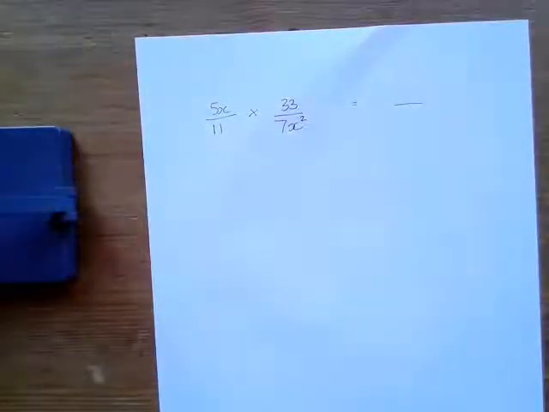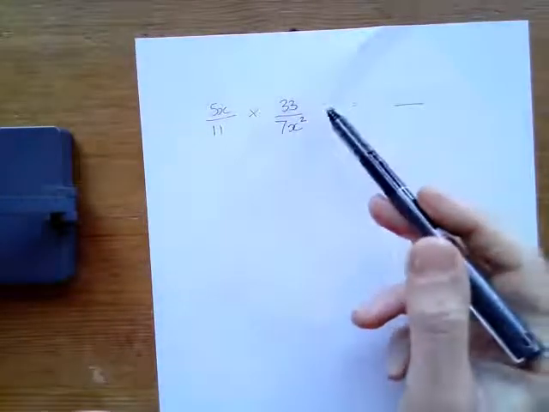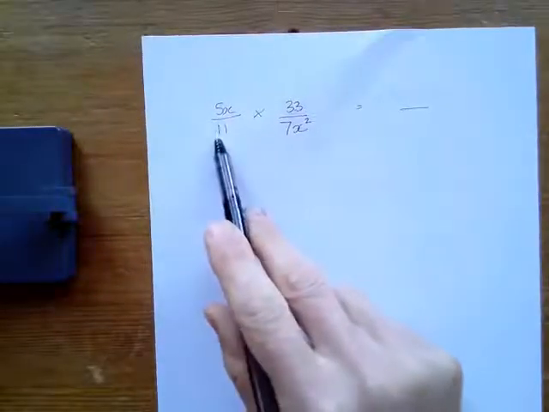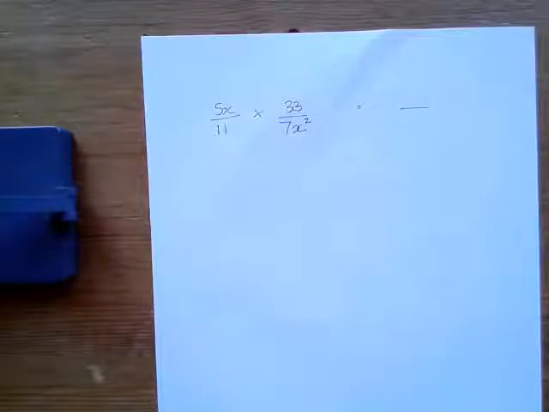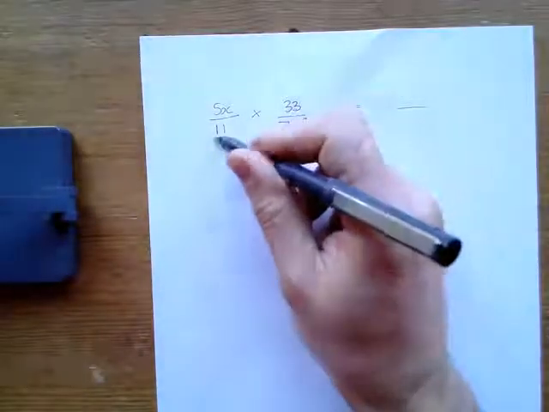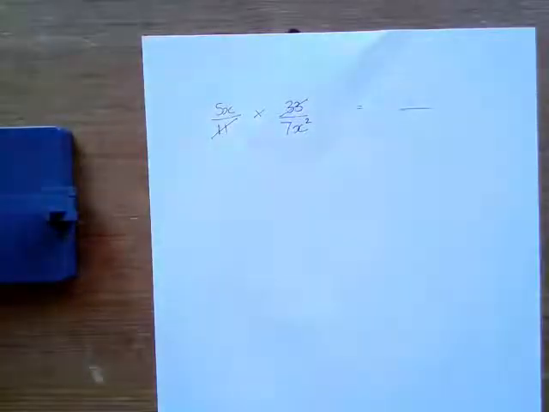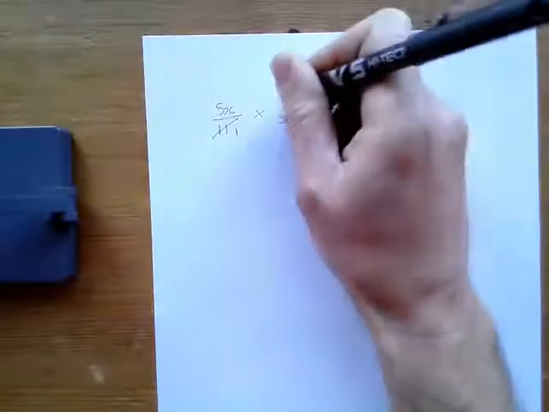However, and I'm sure Mr. Hegarty will have said the same thing, before you do that, you should look through and see if there's anything on the top that will cancel with something on the bottom because they share a common factor. For example, we've got an 11 here and a 33 here. Well, they share a common factor of 11. So I can divide the top and bottom by 11, and that will turn that into a 1 and that into a 3.